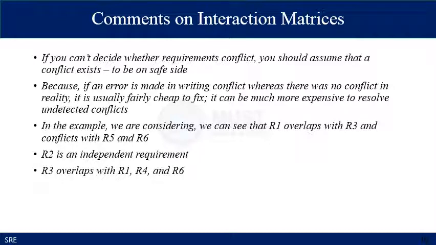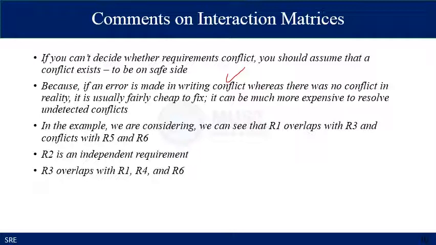You have to be very careful when filling the interaction matrix for the conflicts and overlaps. And if you cannot decide whether a conflict exists, you should assume that it exists rather than specifying that it does not exist. It will help you to be on the safe side, because if an error is made in writing a conflict whereas there was no conflict, in reality it is usually fairly cheap to fix. On the other hand, if there was a conflict and you missed writing it, it will be very difficult to fix at a later stage.